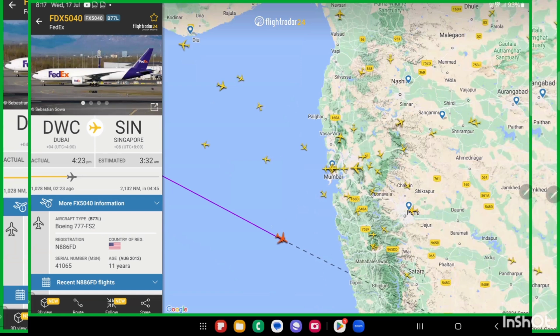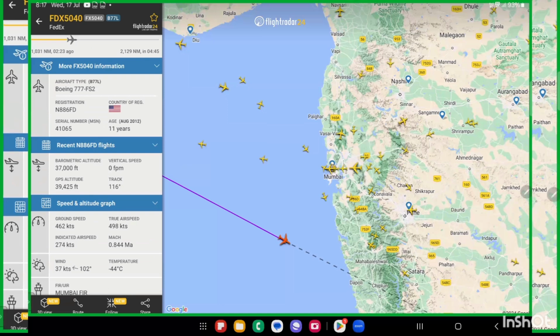Is this aircraft landing in Mumbai? No, it is going to Singapore, correct? Yep. But it is closer to Mumbai airport. So somebody from Mumbai Air Traffic Control Service will be providing guidance to it, telling what altitude to maintain and what level to maintain. At this moment, it is maintaining an altitude of 37,000 feet.